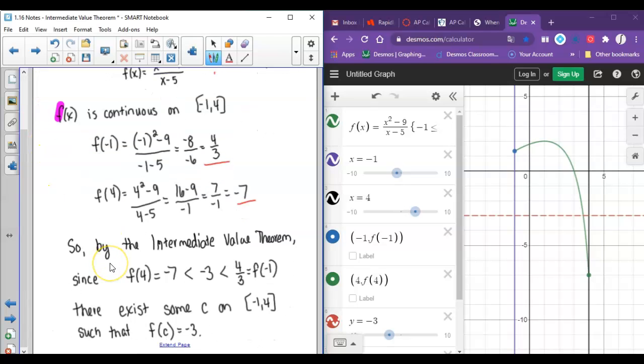I did say there exists, I should put an s on that, exists some c, which is worded just slightly different, but it's the same thing. So this would justify our conclusion here.